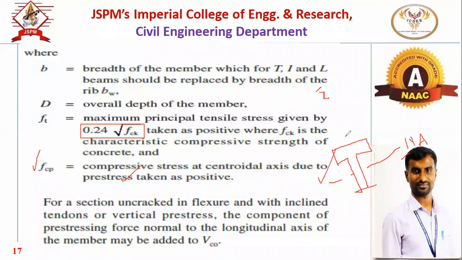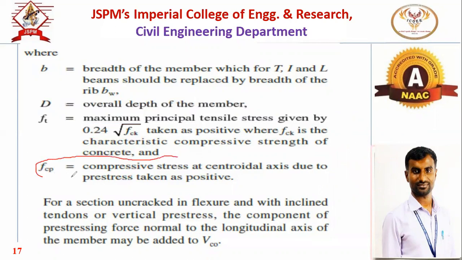If we have to find out x bar or y bar, that will be summation of A into y divided by summation of A. So that is the location of the centroid. So for that, at that centroidal axis, due to the pre-stress, we have to find out the compressive stress.